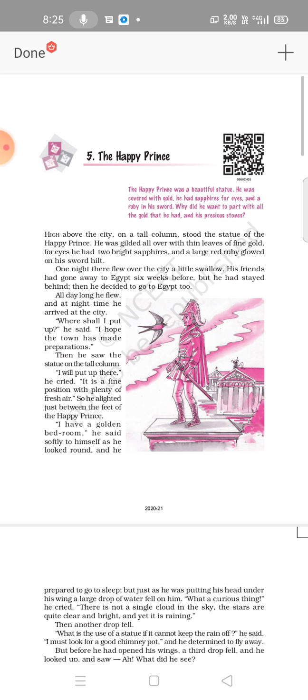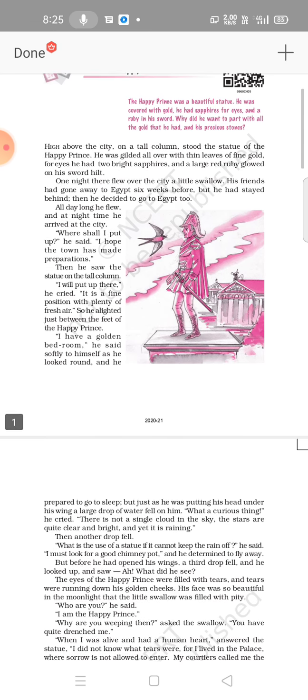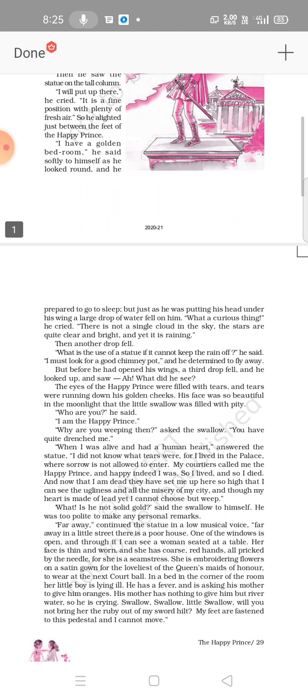The swallow is asked again to help a playwright. This was the second request of the happy prince, because the playwright was also in trouble. See the lesson.